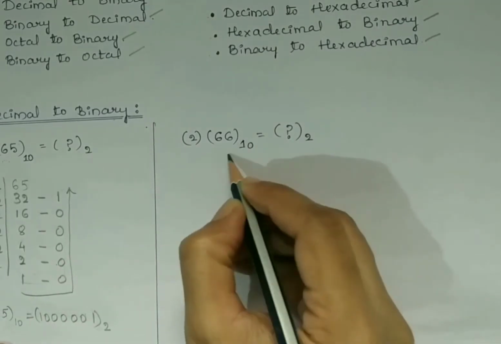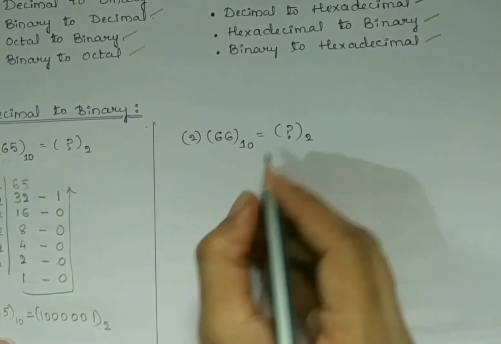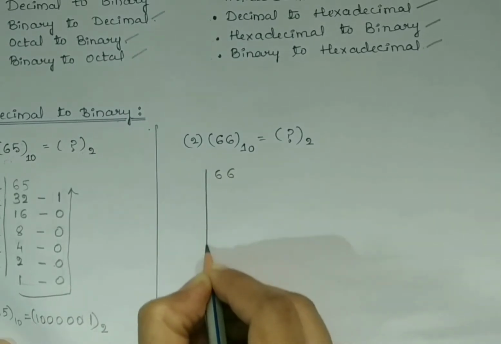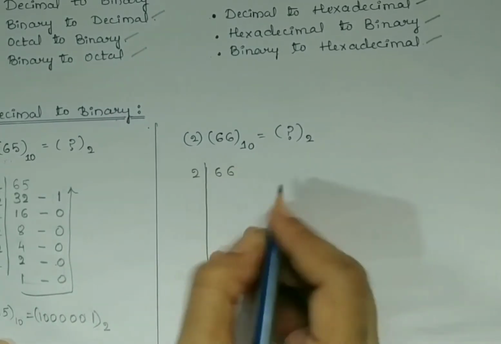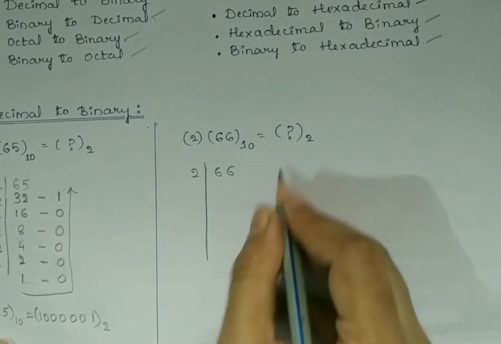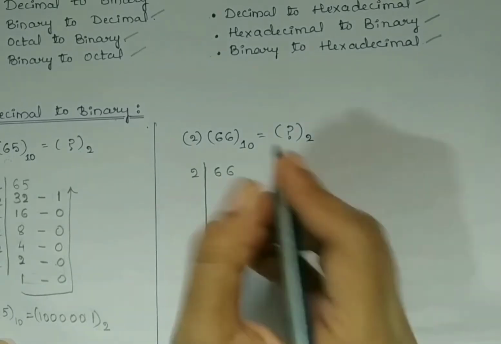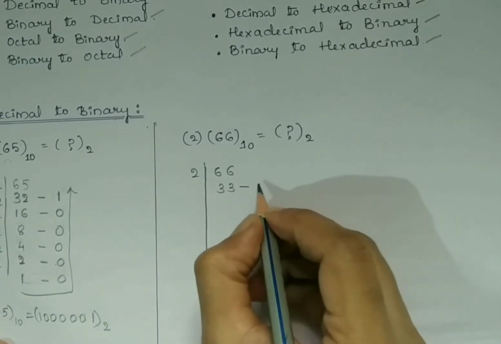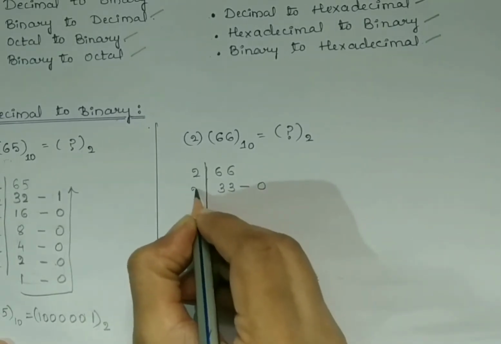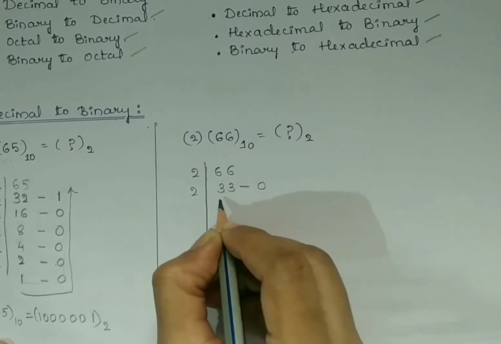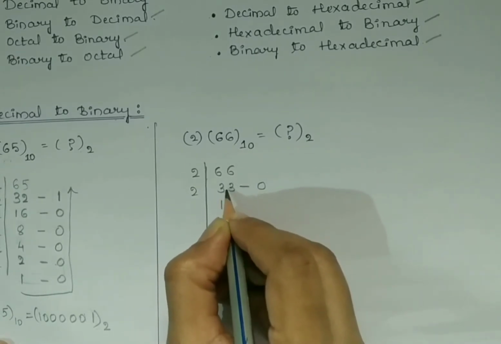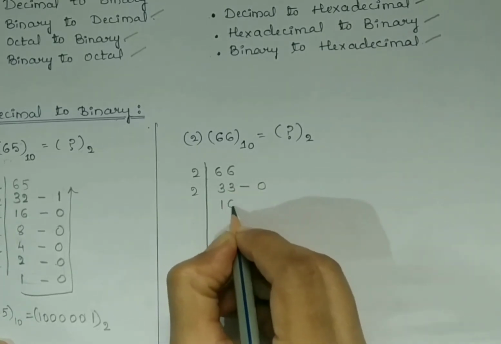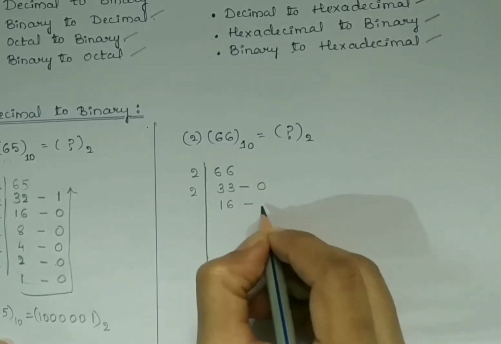Now convert 66 into binary. How will you convert? You divide 66 by 2 and write the remainder here. 2 33s are 66, remainder 0. 2 1s are 2, 3 minus 2 is 1. If 1 comes here then it will become 13. Then 2 6s are 12, and 13 minus 12 is 1.